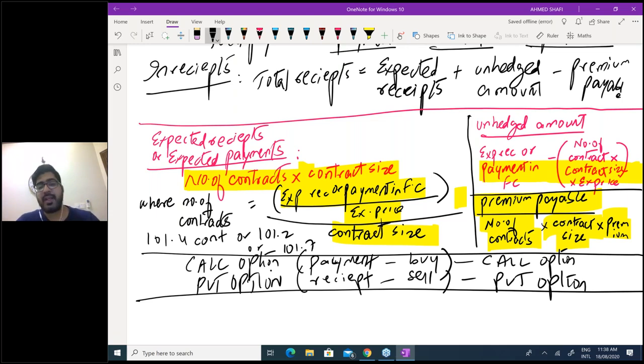What's the concept of unhedged? The contracts may come in decimals. I am telling you one thing: if the number of contracts comes in whole numbers, 101, 102, 103, no amount would be left unhedged. But since the contracts come in decimals, you can't take decimal contracts. You have to take whole contracts. That's why some amount remains. That's unhedged. Okay. Now listen to the last thing carefully before going to the question.